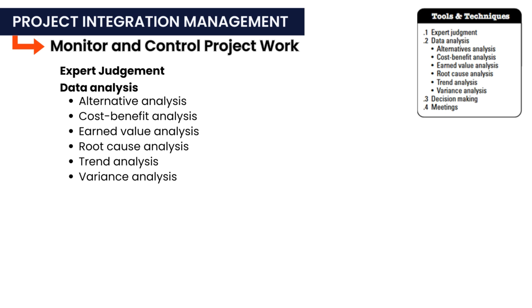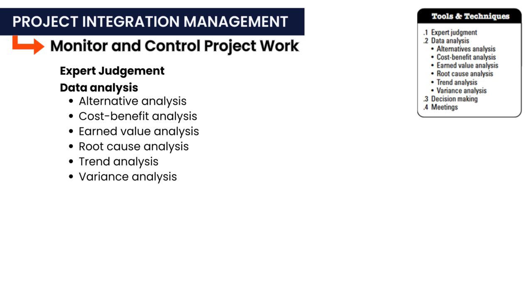Alternatives analysis is used to evaluate and select corrective actions or a combination of corrective and preventive actions to address deviations. The second one is cost-benefit analysis. Cost-benefit analysis helps determine the most cost-effective corrective action to address project deviations. Earned value analysis. Earned value analysis provides a comprehensive view of scope, schedule, and cost performance, offering an integrated perspective on project progress. Root cause analysis.